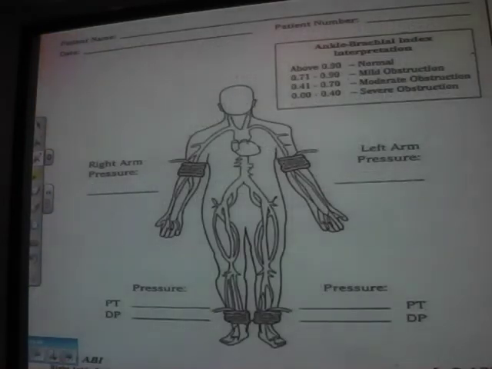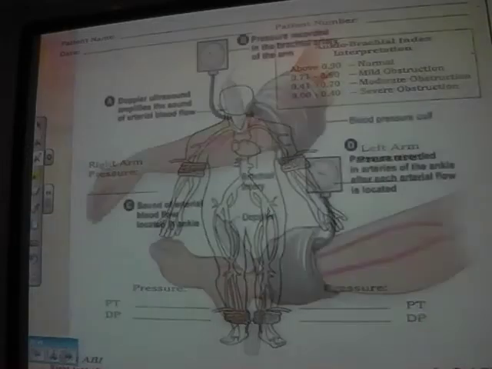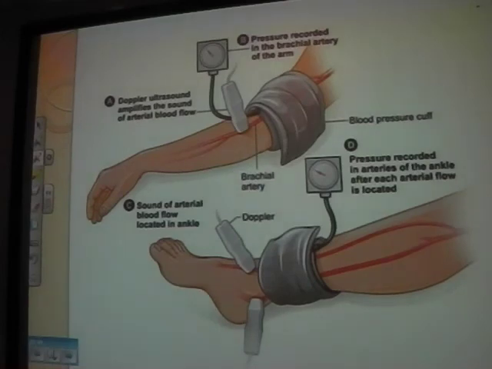Okay, so that's just a picture of what you would do in clinic, or if you were on the ward, just to make it easier and write your readings down. And we usually do this pre and post-surgery just to see how much the leg has been perfused after a patient's had vascular surgery. And this is again how it's done, just to remind you.